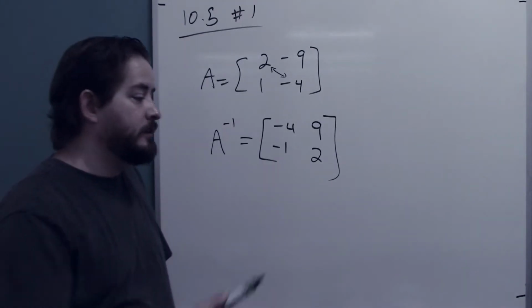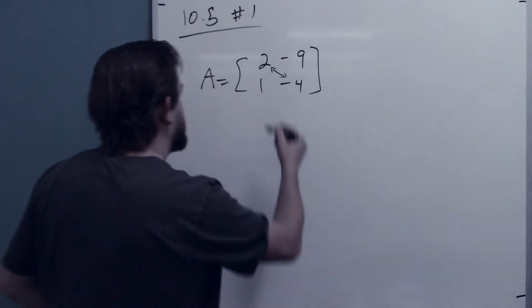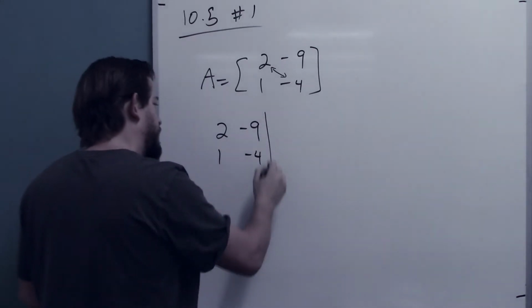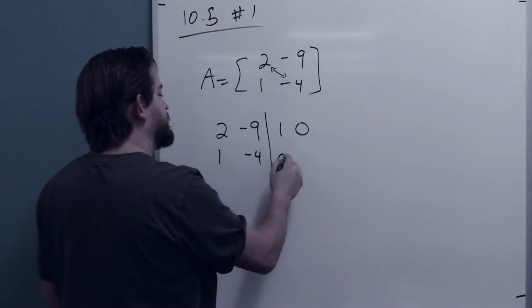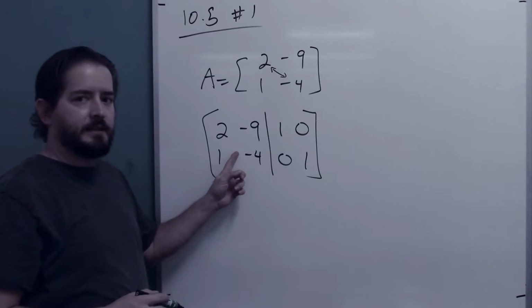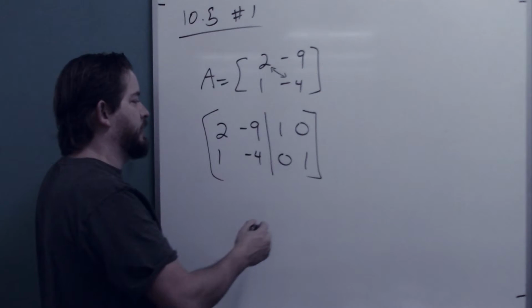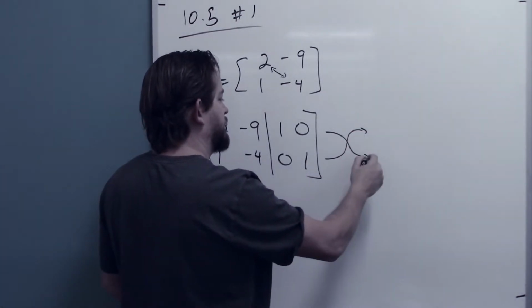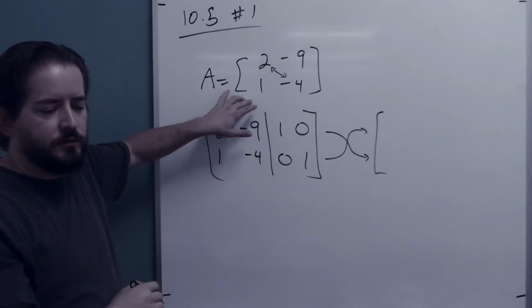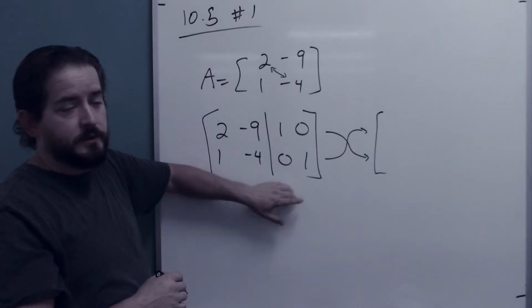If you can remember to switch that diagonal and then change the other guys' signs, then you're good to go. If you can't, then you do the general long RREF form of this, which is to take the 2, -9, 1, -4, augment it with an identity, which is 1, 0, 0, 1, and then perform row operations on this to get the left-hand side to be 1, 0, 0, 1. My first move would be to swap these two rows. The reason I'm showing you this, rather than just that quick and dirty trick for the 2x2, is that the trick doesn't work for a 3x3, and you have to do this.